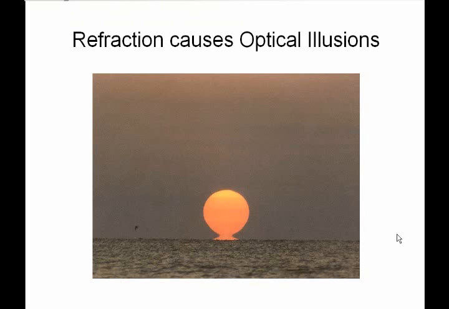Refraction causes some optical illusions. Sometimes when the sun or the moon are down near the horizon, we see some strange effects, like this one that looks like it's on a stand, or oftentimes you'll see an extra large moon or extra large sun.